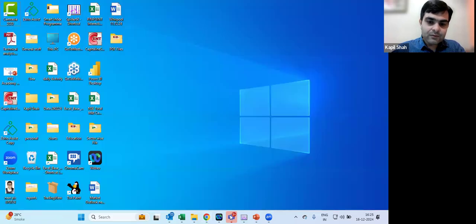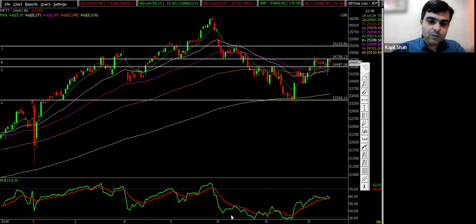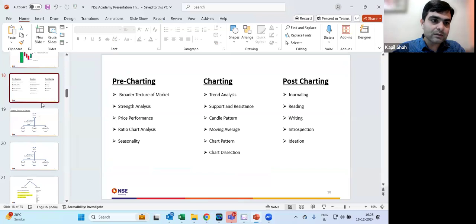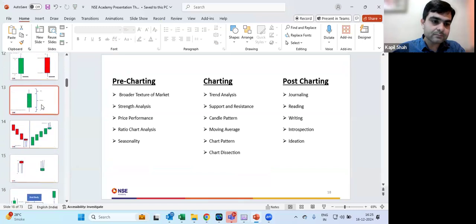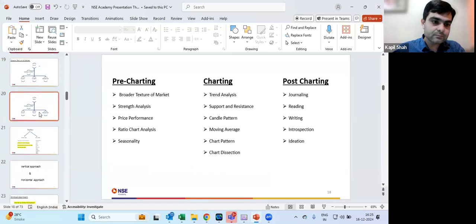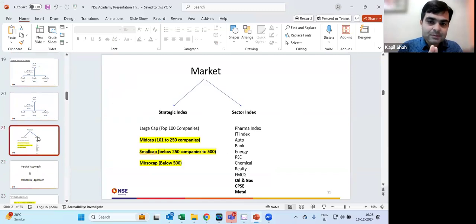Okay. Now the market has been split into two parts. One is the strategic indices and one is the sectoral indices. Now, what are the strategic indices? Strategic indices are formed based on the size of the company. So here it comes in large cap, mid cap, small cap, micro cap.